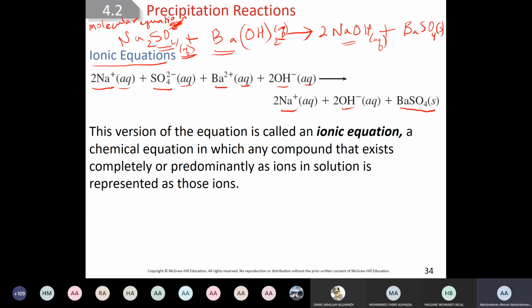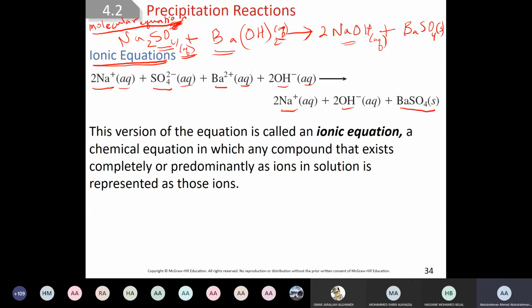What do you call the first equation? Molecular equation. What do you call the second equation? Ionic equation. Same equation, but instead of writing molecules, we write ionic compounds. Clear? Doctor, repeat the last step, please.